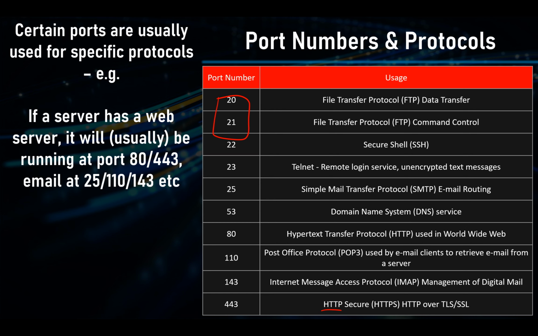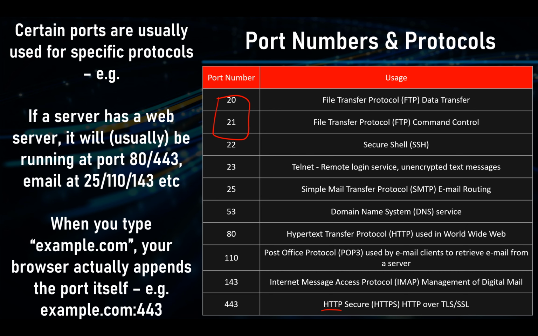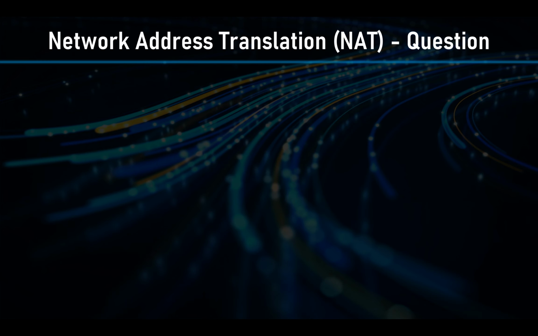And for example, something like port 22. Now, port 22, if you're running an SSH program, then you probably want to lock down port 22 to an extent. Maybe only let it be contacted by certain IP addresses, and block other IP addresses that are not in the whitelist from accessing that port. So for example, when you type example.com, your browser is actually going to append the port itself, so effectively the actual request it's sending is example.com colon 443, just to specify that port.